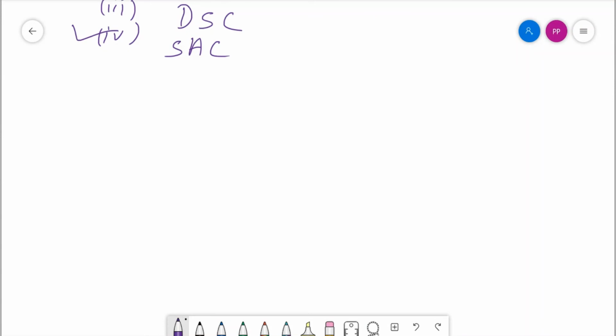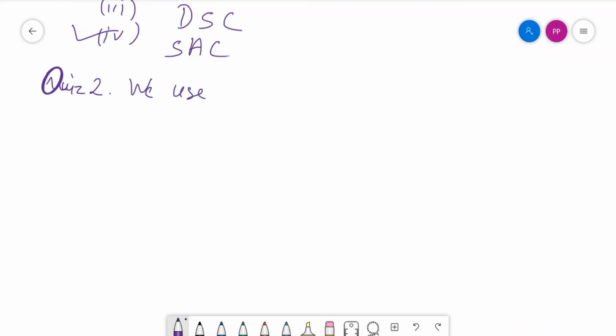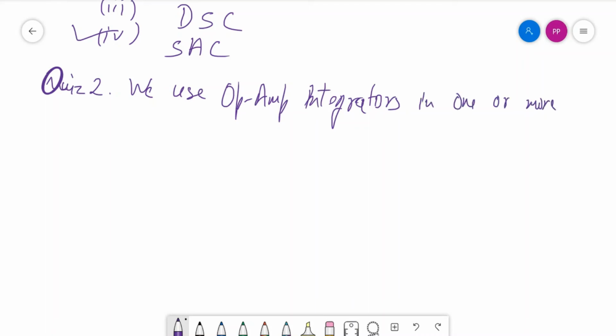We have quiz 2. So, we use op amp integrators in one or more of the following.